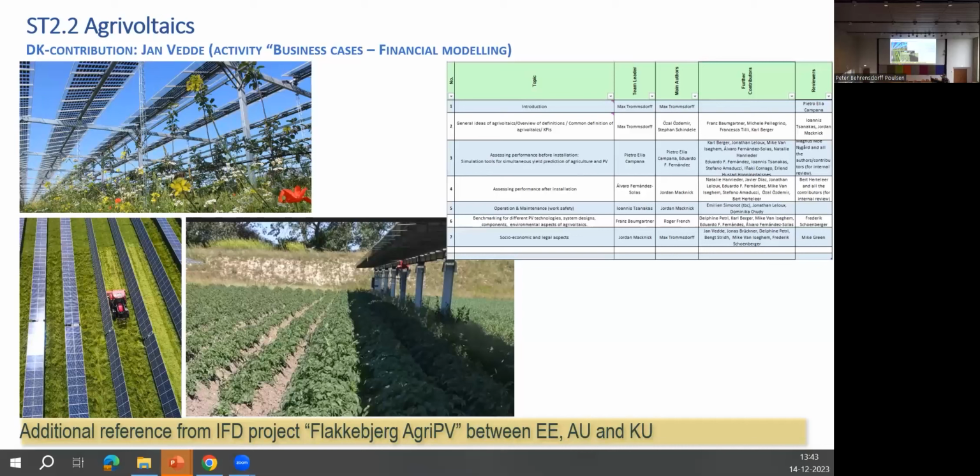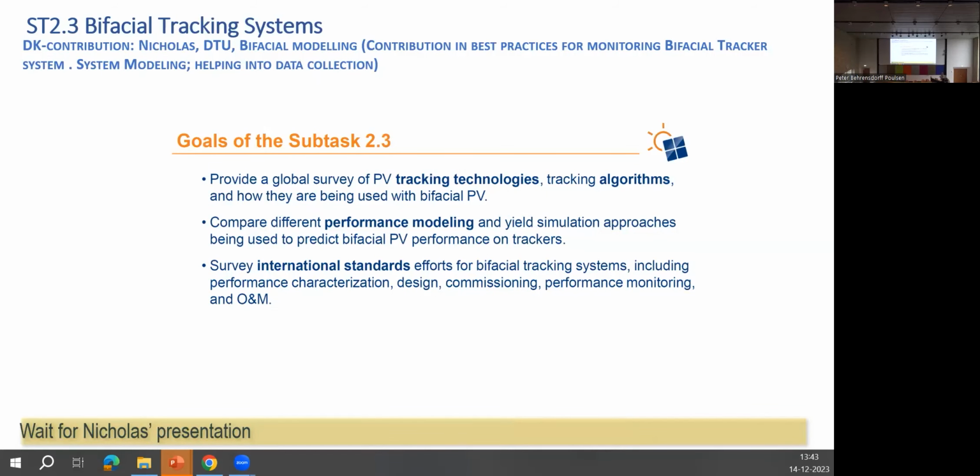Both are actually European energy activities. The trackers to the left are harvesting grass, and the picture to the right is from the test site out here at Risø we just visited. It's actual potatoes that are being grown underneath and between the trackers here at Risø. So those are our topics for agro PV.